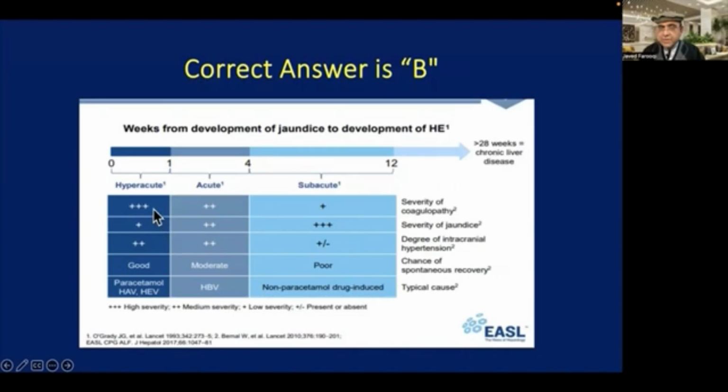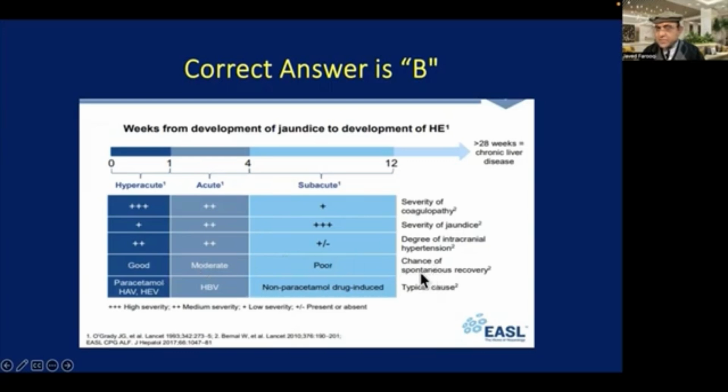In hyperacute, there is severity of coagulopathy, because this lady was 21 days. So this is the reason it was in hyperacute, the acute. In hyperacute, there is severity of coagulopathy. The severity of jaundice is less, while the degree of intracranial hypertension is double plus.